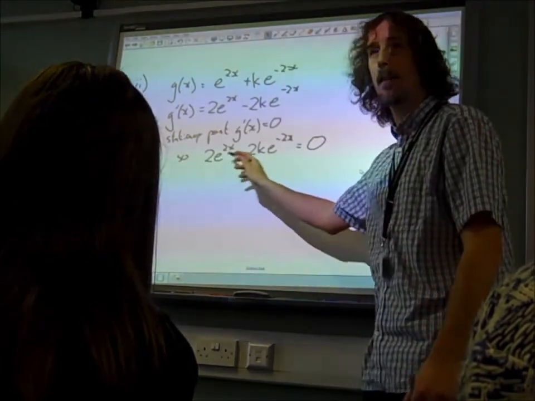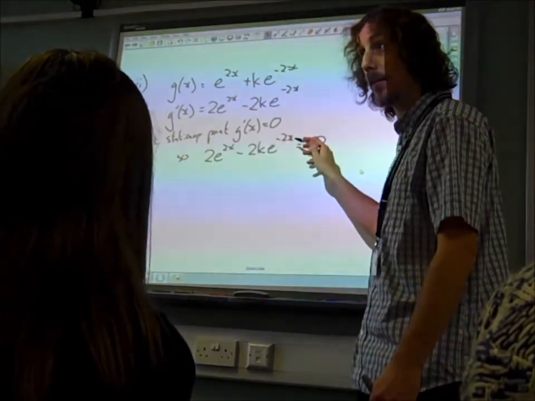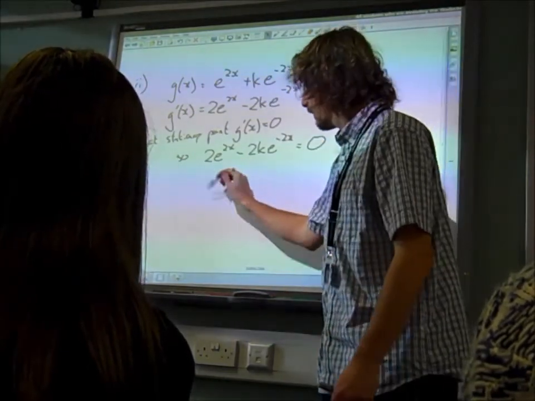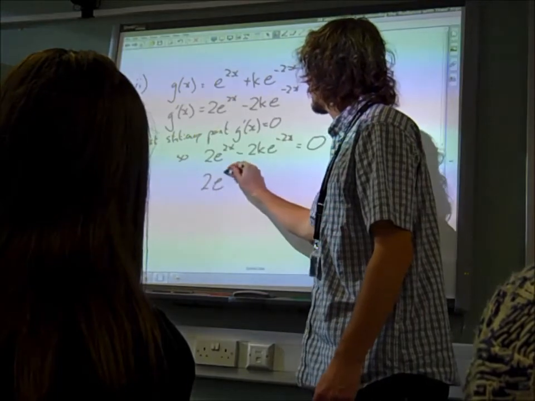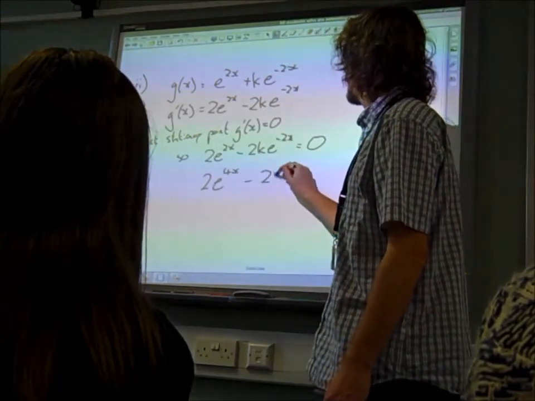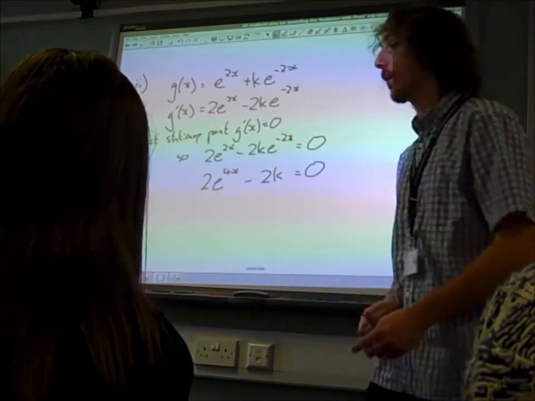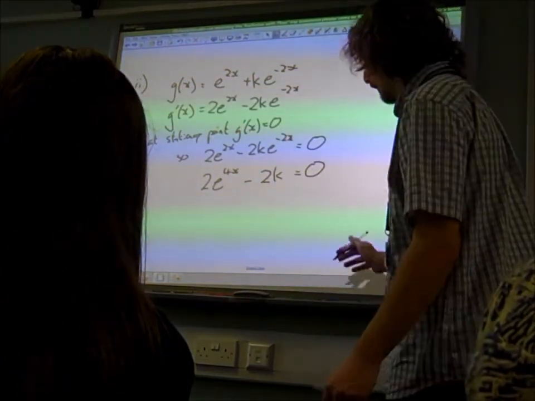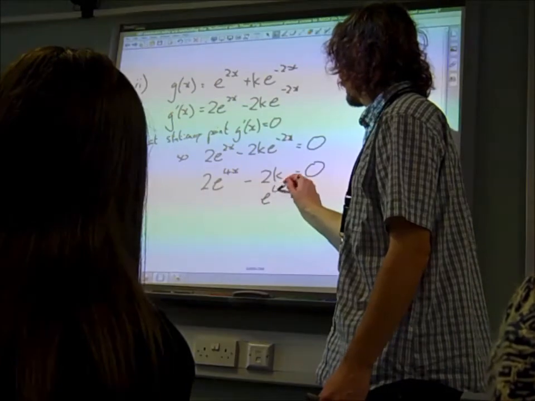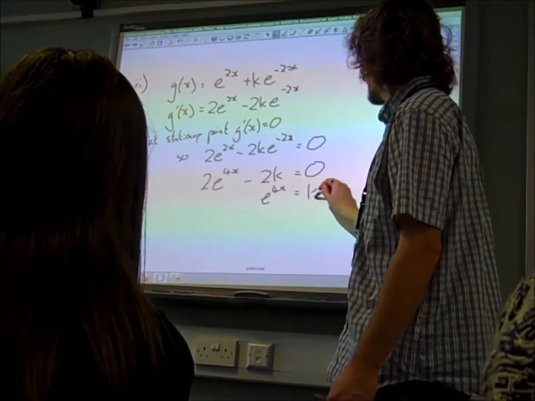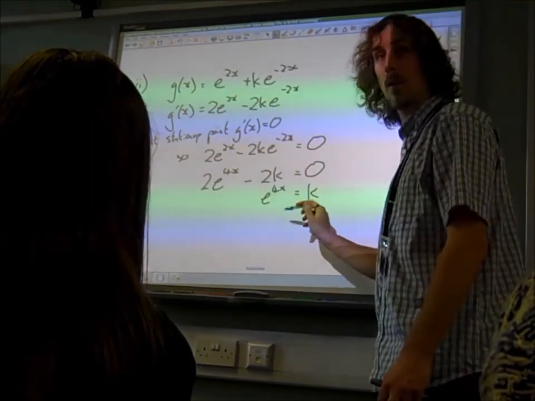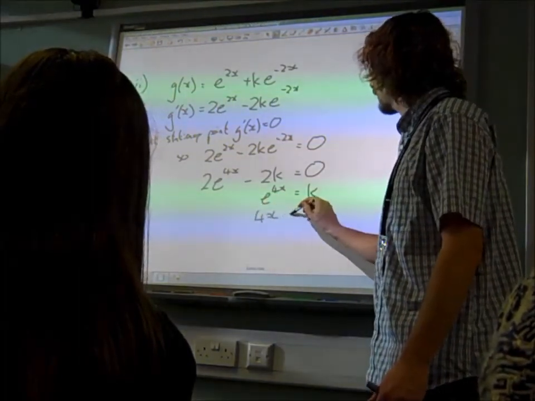Then we've got e to the 2x and we've got e to the minus 2x. So let's do that same trick again of multiplying through by e to the 2x to get 2e to the 4x minus 2k is equal to 0. If we rearrange this, we've got e to the 4x equals k. I've divided by 2 at the same time. So taking natural log of both sides, 4x is equal to ln k.